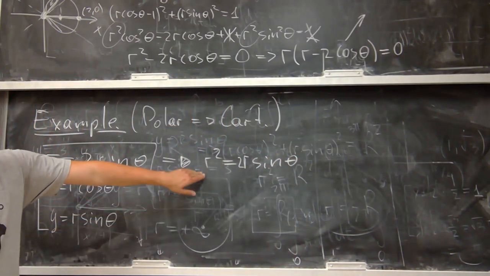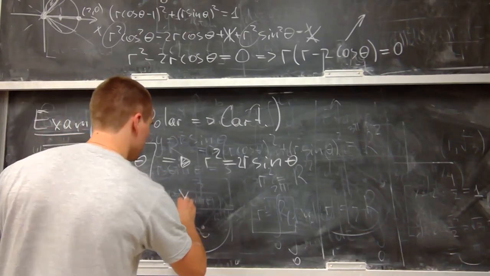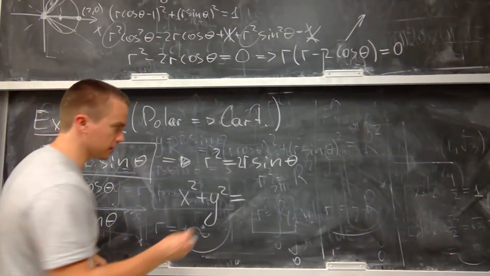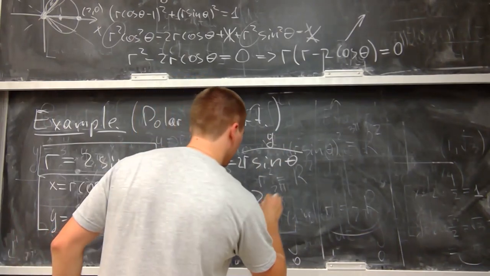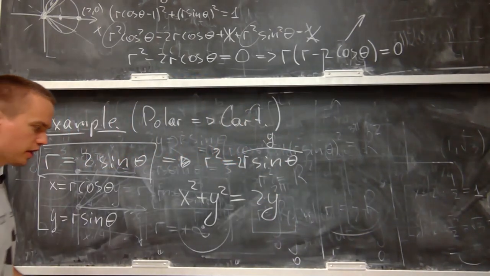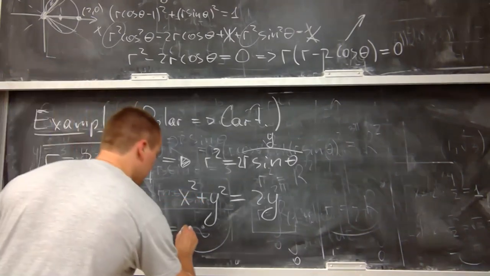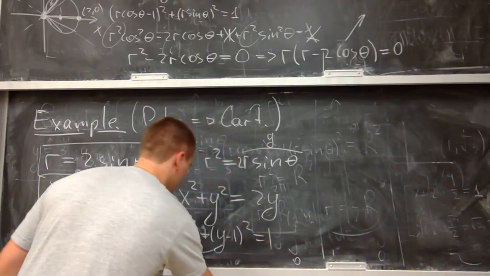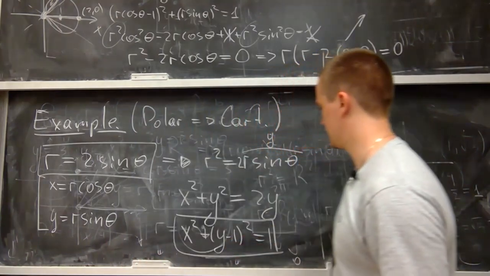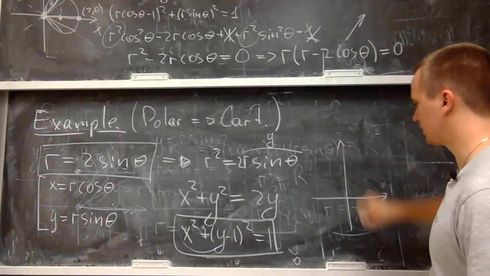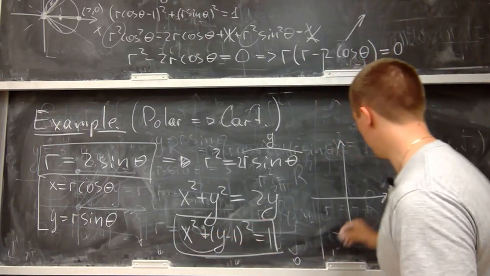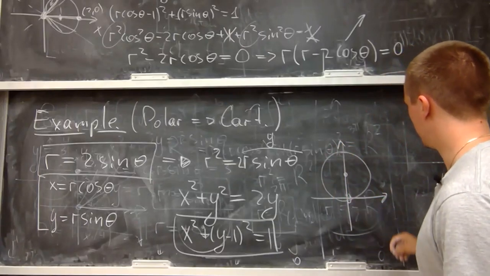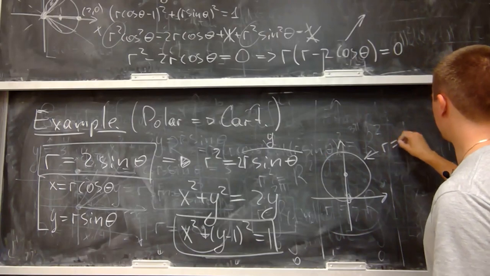And then, voila, on the left-hand side I have r squared. And r squared, we know, is just x squared plus y squared. Equals what? Here, r sine theta is my y, so it equals 2y. And you can check after doing some algebra and completing the square, I will get x squared plus (y minus 1) squared equals 1, which is exactly the equation of a circle. So I get a circle with center at point (0, 1) and radius 1. So this is my graph, r equals sine theta.